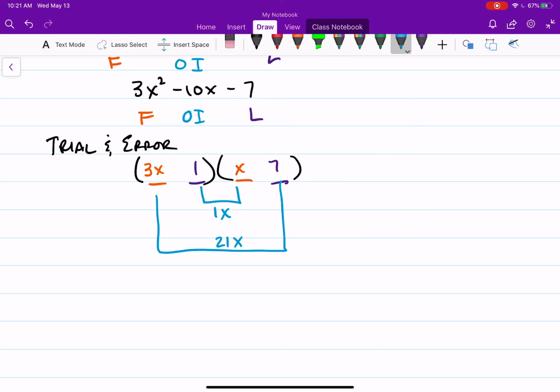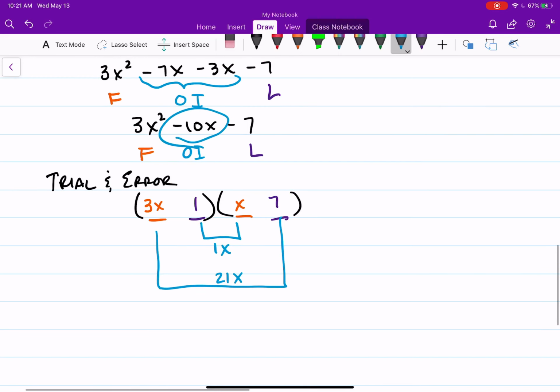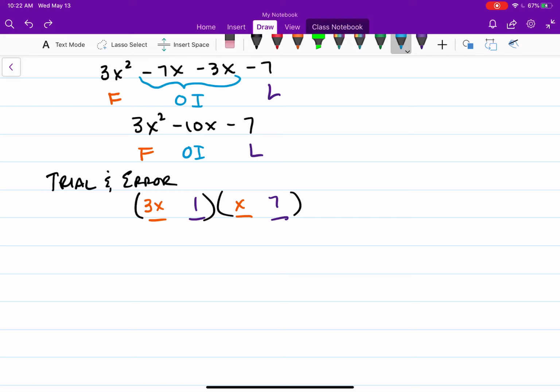Can I use 21x and 1x and somehow make negative 10x? And you're going to be like, no. I can get 20. I can get negative 20. I could get negative 22, and I can get positive 22. Okay? So, with that being said, I know that 1 and 7 is not the right thing, so I'm going to try 7 and 1.